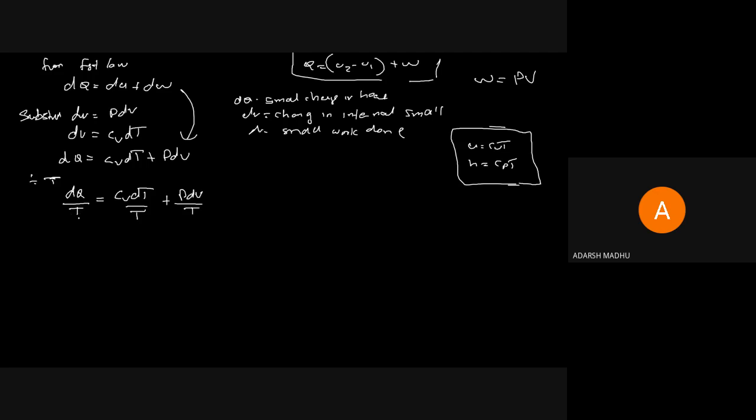We know that dq by T is the change in entropy, right? So we can write dq by T equal to ds. So we are making a substitution here: dq by T equal to ds.